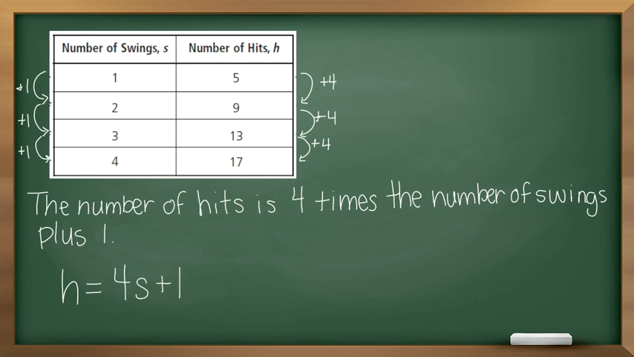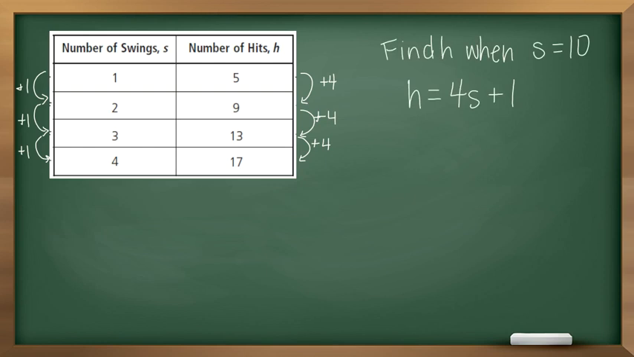And then next we're going to use our equation to find the number of hits when the swings are equal to 10. Okay, next, so first thing we're going to do there is write out the equation, which is H equals 4S plus 1. And since we know that S is equal to 10, again, equivalencies work both ways, so we're going to put 10 where the S goes.